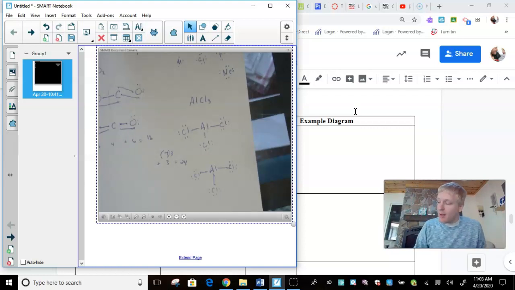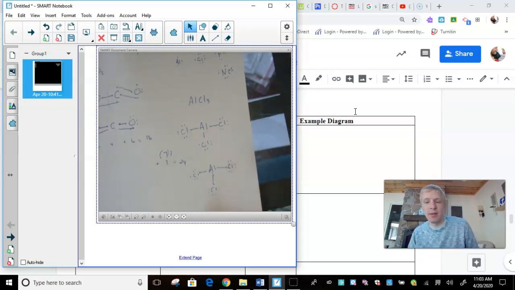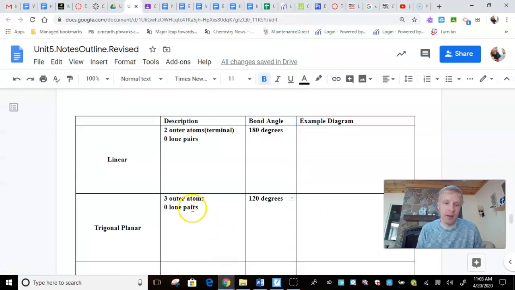All right, so looking at it, we got 3 outer atoms, and on the center atom, there are 0 lone pairs, 0 dots that aren't involved in bonding. And that fits our criteria of 3 outer atoms and 0 lone pairs.